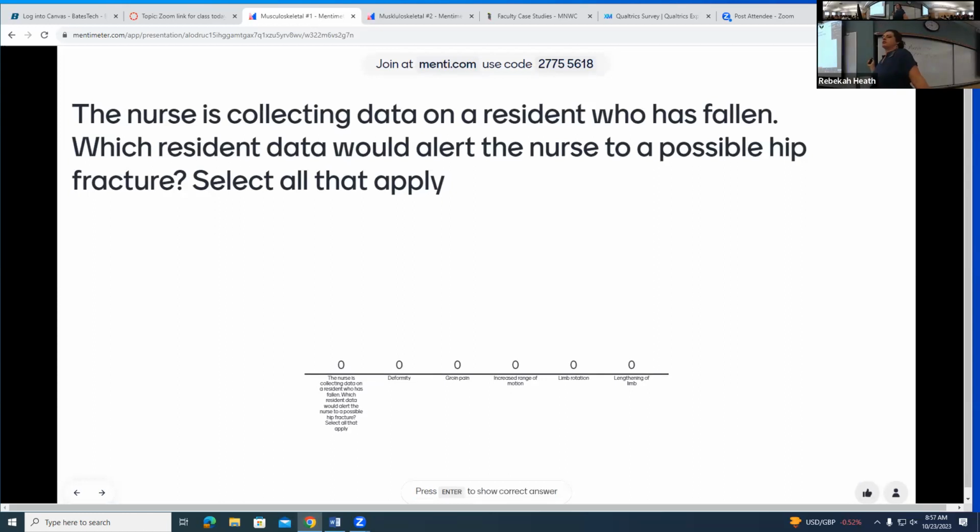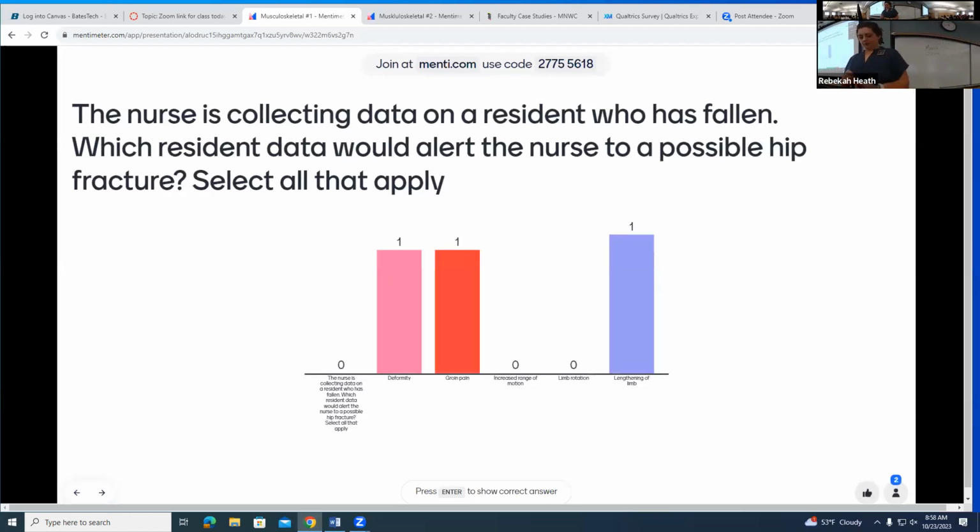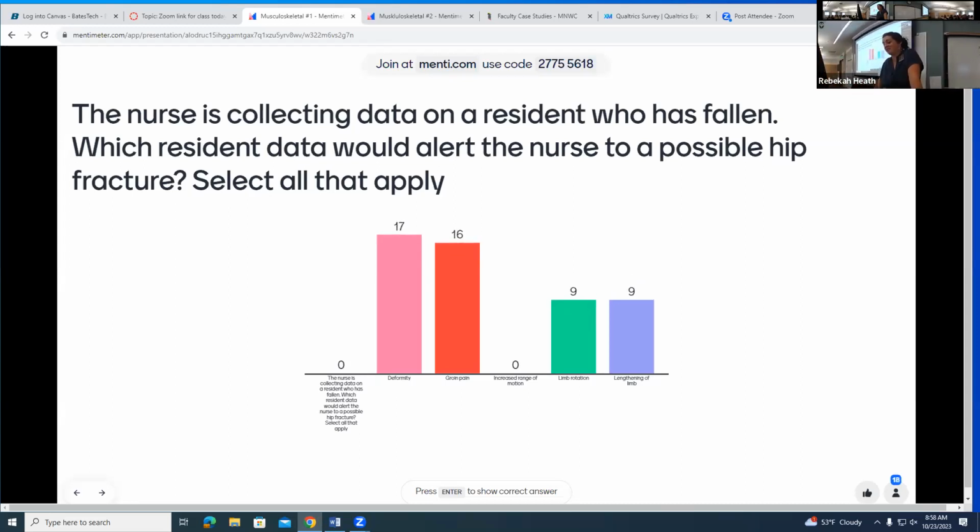And okay, the nurse is collecting data on a resident who has fallen. Which data would alert the nurse to a possible hip fracture? Select all that apply. So the patient fell, we're worried about a hip fracture. What things might indicate a hip fracture? Oh, I just realized that the one answer was the question. I guess that's an easy one to rule out.